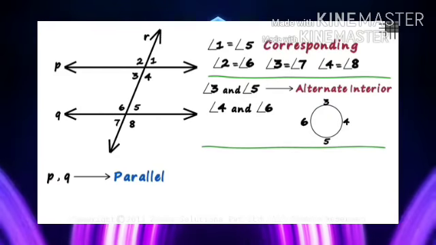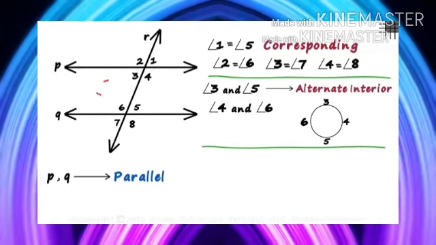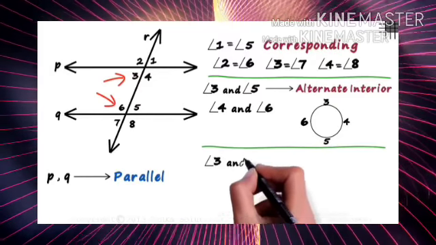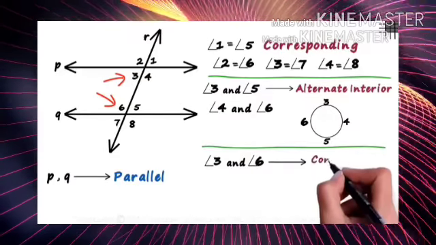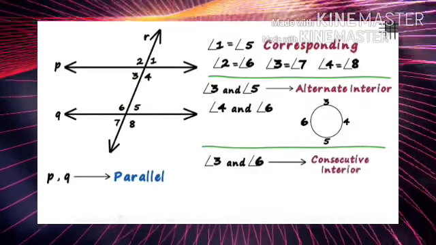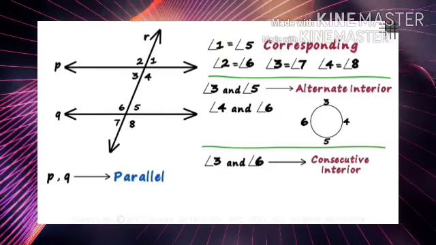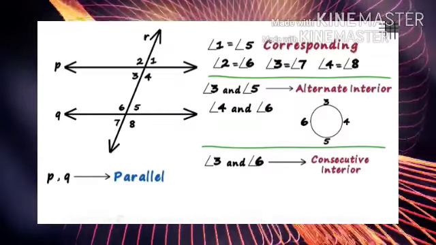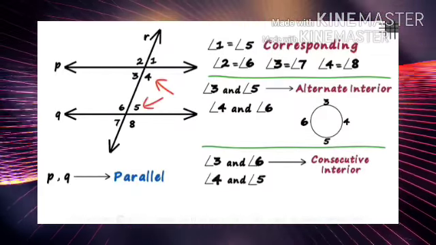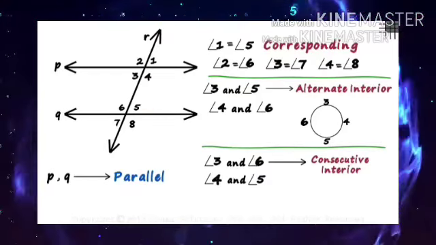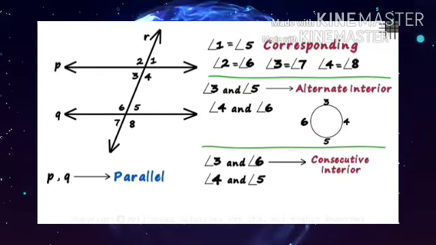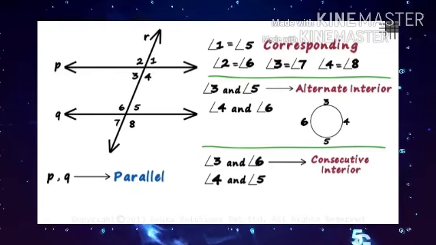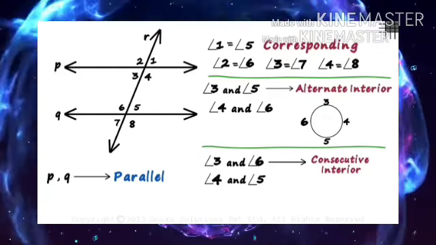Now we will study consecutive interior angles. Here 3 and 6 form the pair of consecutive interior angles and the sum of angle 3 and 6 is 180 degrees. Similarly, angle 4 and 5 form the pair of consecutive interior angles and their sum is also equal to 180 degrees. Now these alternate interior angles and consecutive interior angles lie in the interior of parallel lines.